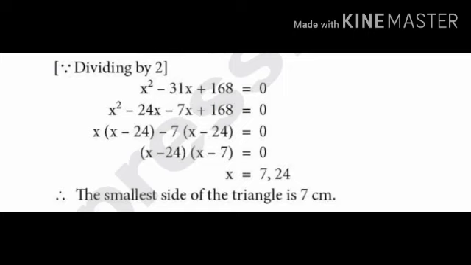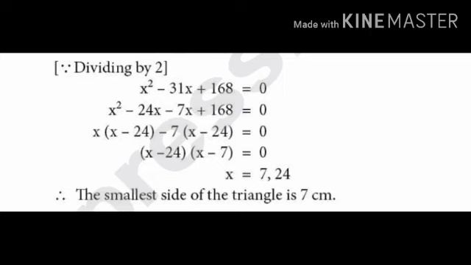We split the value of minus 31, we get minus 24x minus 7x. We get the 4 terms. In the first two terms the common value is x. Take common value x, remaining x minus 24. In the last two terms the common value is 7. We take common value 7, therefore remaining x minus 24. Both have x minus 24 common. Take x minus 24, remaining x minus 7, that equal to 0.